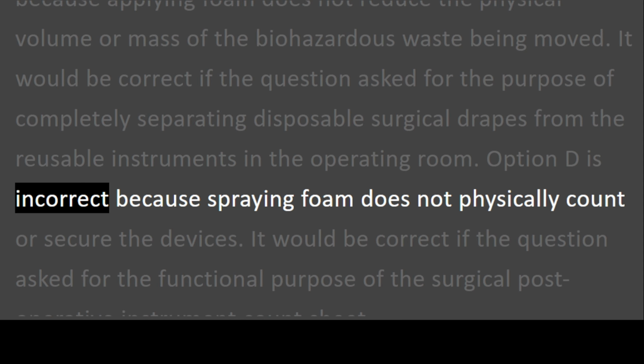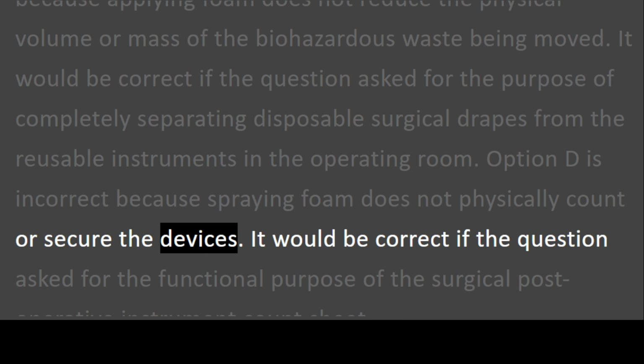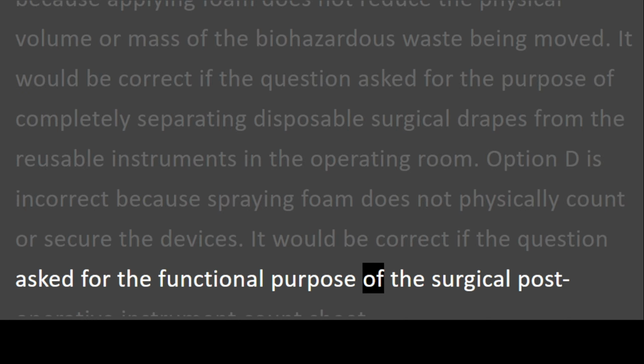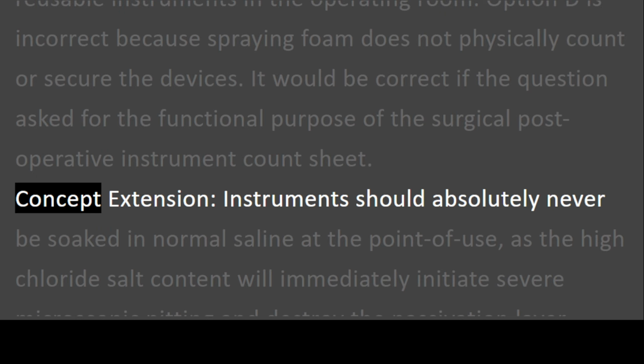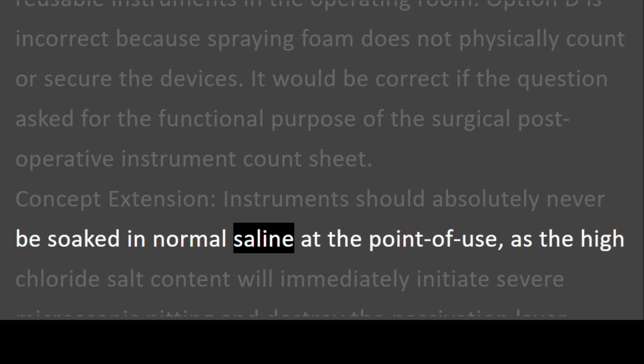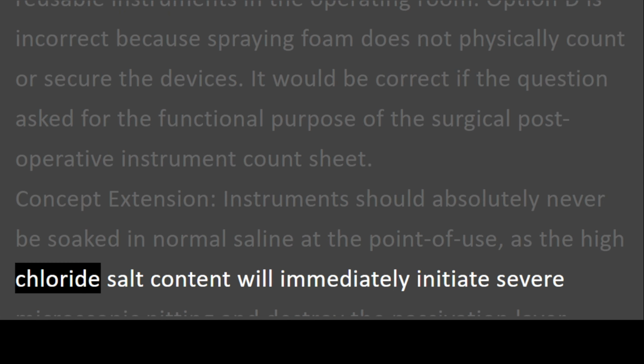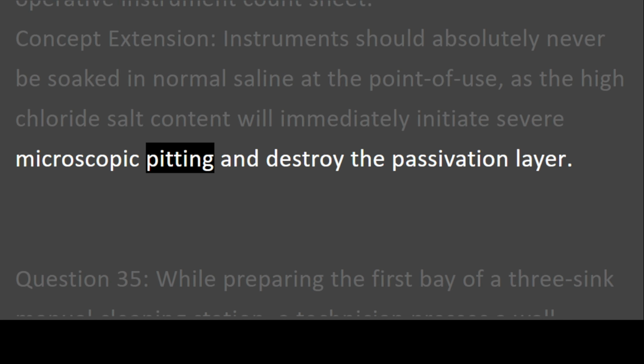Option D is incorrect because spraying foam does not physically count or secure the devices. It would be correct if the question asked for the functional purpose of the surgical post-operative instrument count sheet. Concept extension. Instruments should absolutely never be soaked in normal saline at the point of use, as the high chloride salt content will immediately initiate severe microscopic pitting and destroy the passivation layer.